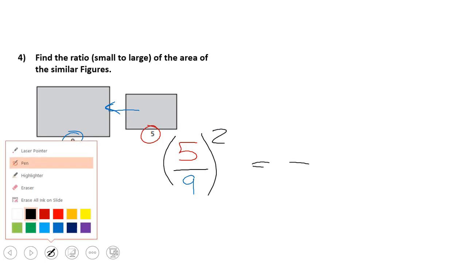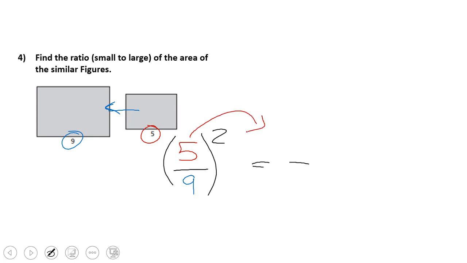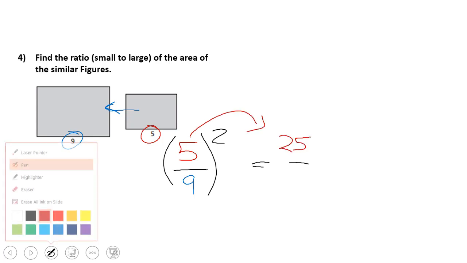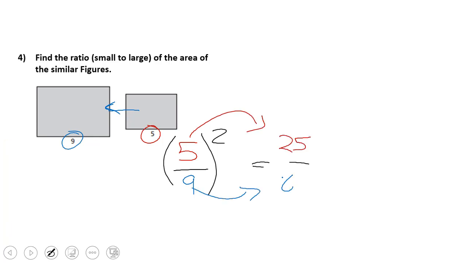And we're going to write, well, 5 squared is 25. And 9 squared is, once again, 81. And we ask ourselves, can I simplify 25 over 81? And the answer to that question is, no, we are done. That is the ratio of the areas for these two similar figures.